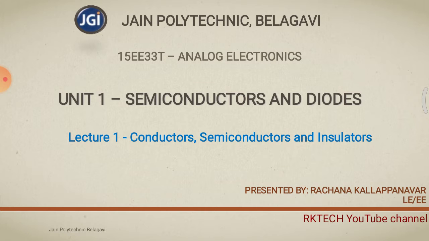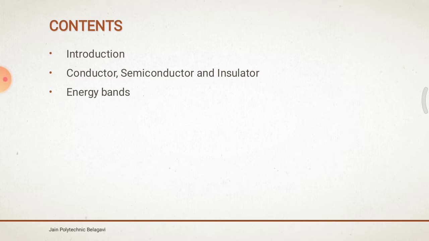First, we'll see what the contents of today's video are. Introduction: in that, first we'll discuss the atomic structure. Next, definitions and examples of conductors, semiconductors and insulators. Next, energy bands. How the energy band formation is for conductor, semiconductor and insulator, we'll see in this video.